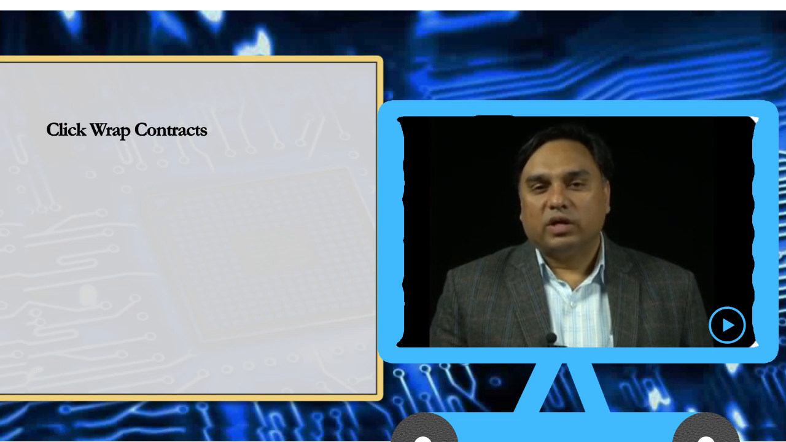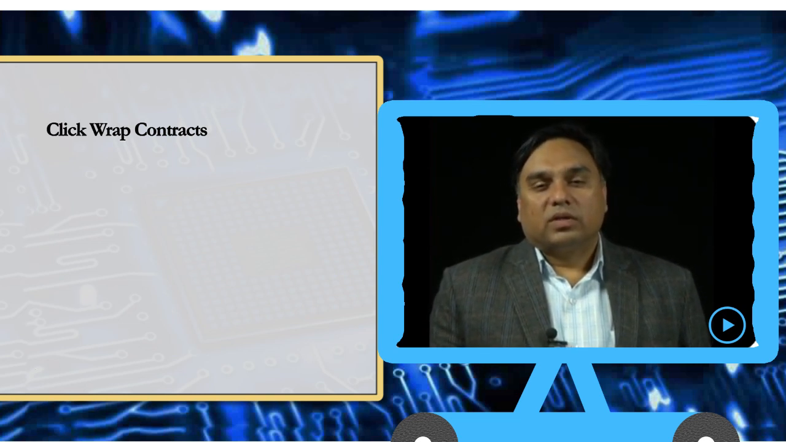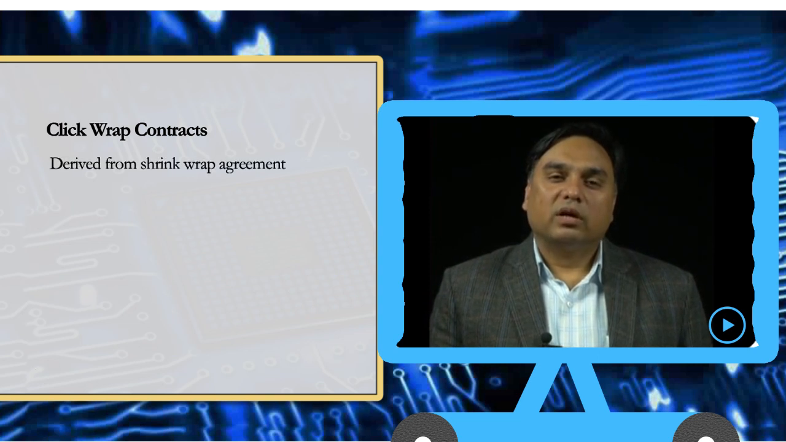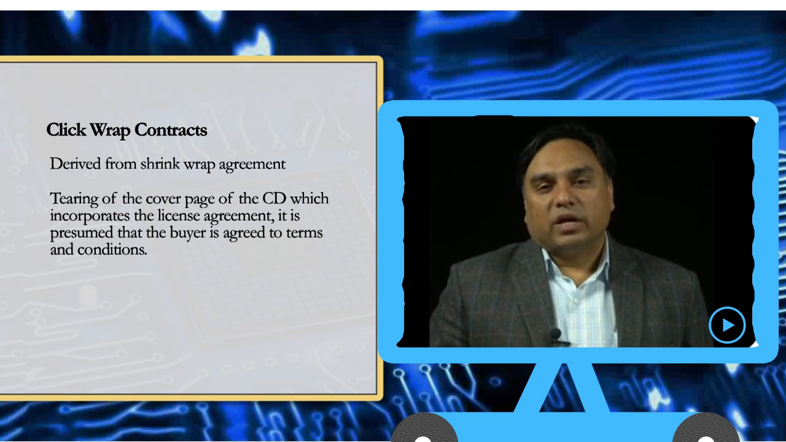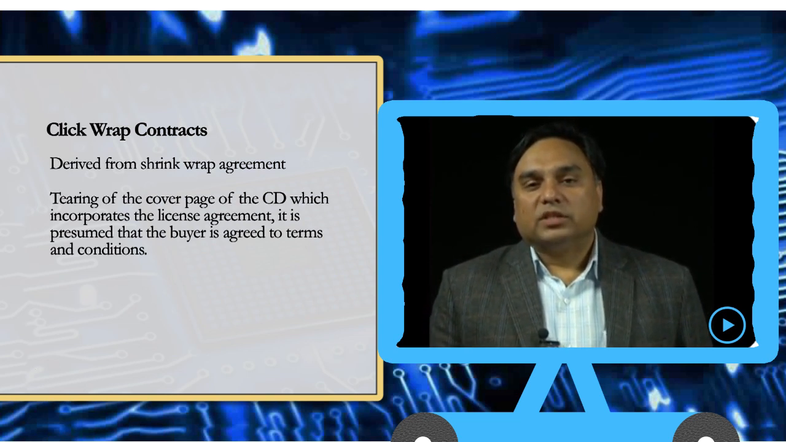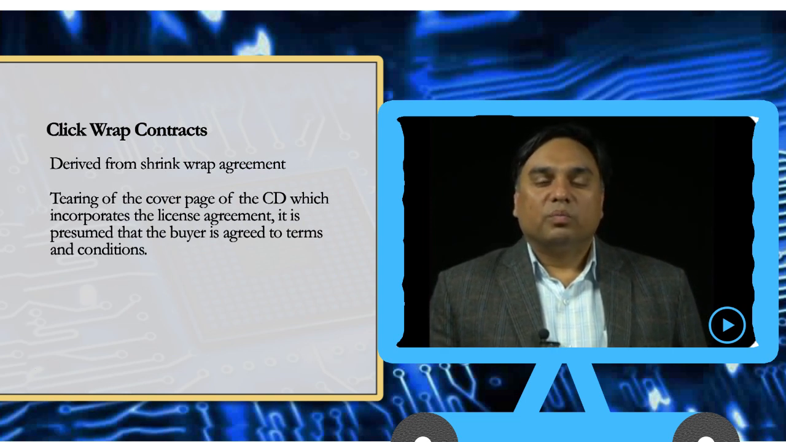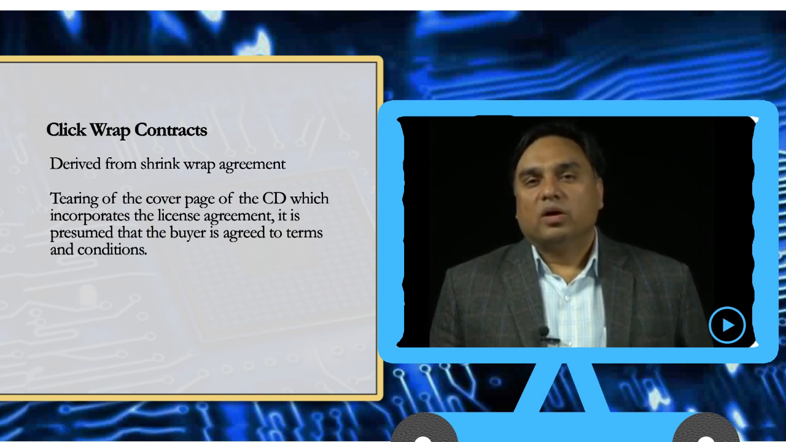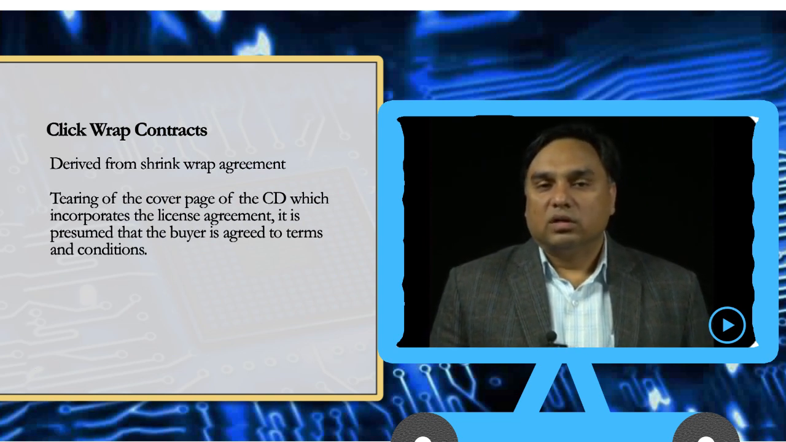We have witnessed this kind of contract many times, and it is absolutely a different kind of contract if you compare it with the traditional mode of contract. In fact, this click wrap contract is derived from the shrink wrap agreements. When you go to the market and purchase a CD, you will find some terms and conditions of license mentioned on the CD, and before operating or opening the CD, you have to tear that particular paper or the cover of the CD, and once you do it, it is presumed that you have agreed to all terms and conditions of the CD. So that is the shrink wrap contract. Now the same concept has been introduced in online contract, and it is known as click wrap contract.